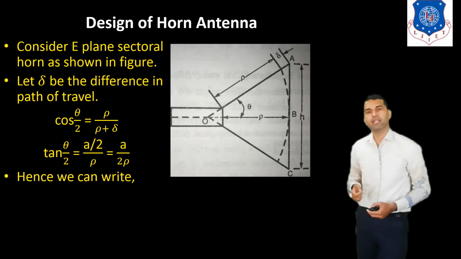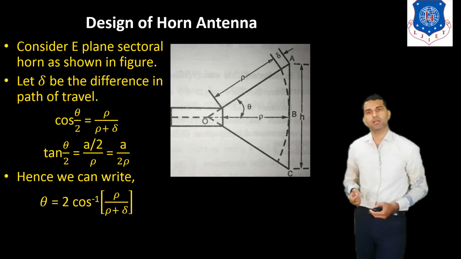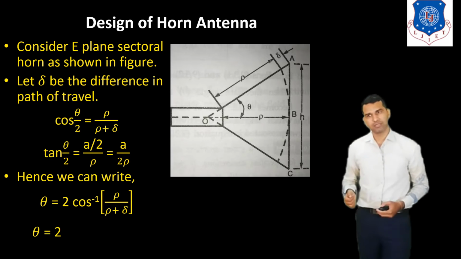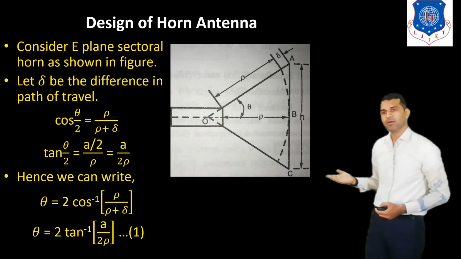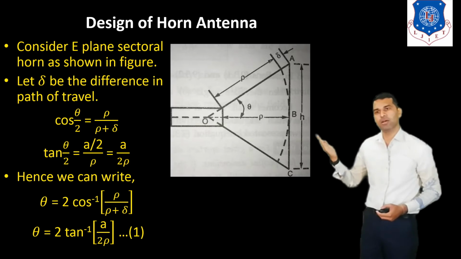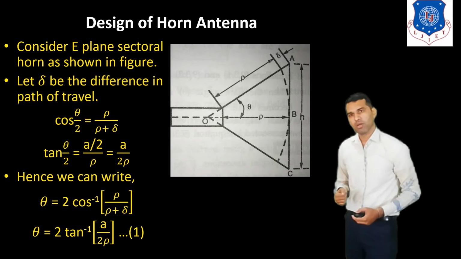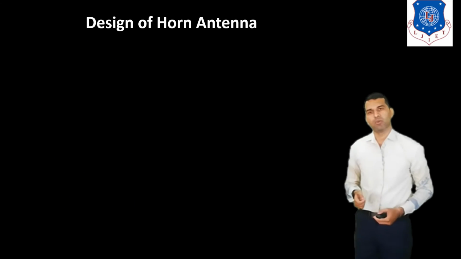Hence, we can write theta = 2 cos inverse(rho/(rho + delta)). So simply we can also write that theta = 2 tan inverse(a/(2 rho)), and we give this as equation number 1.